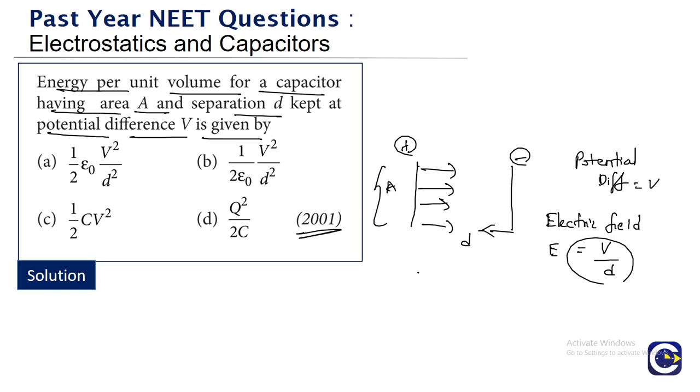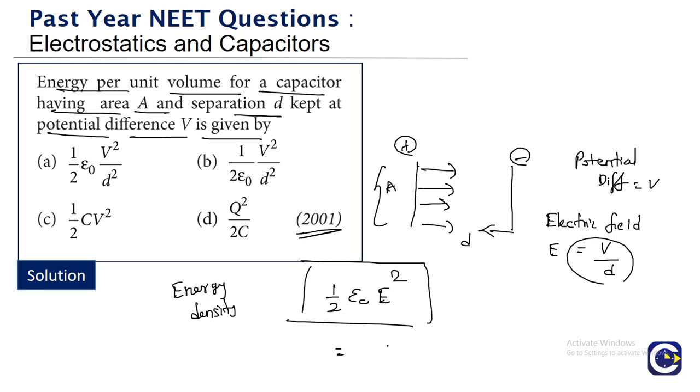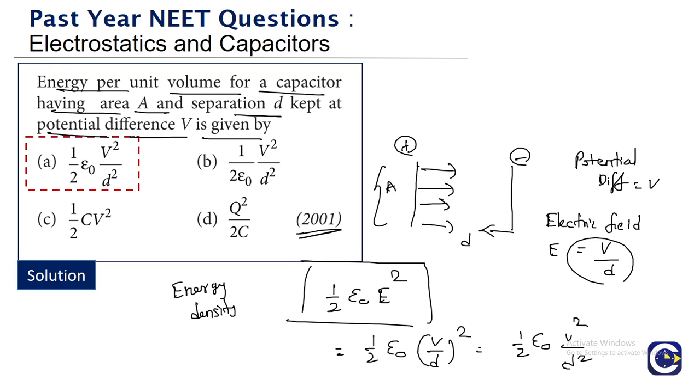Here they are asking energy per unit volume, that is energy density. Energy density is half epsilon naught into E square. In any region where there is electric field, energy density will be half epsilon naught into E square. So in place of E, we will simply substitute V by D. Half epsilon naught into V by D the whole square, which is half epsilon naught V square by D square. Correct answer is option A.